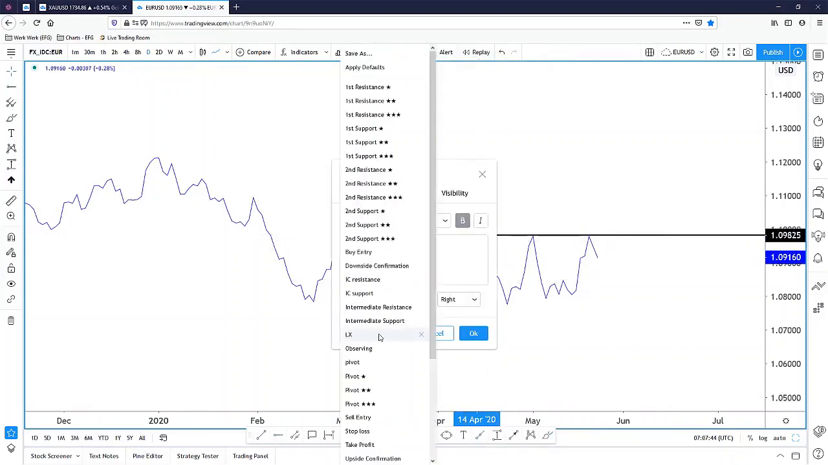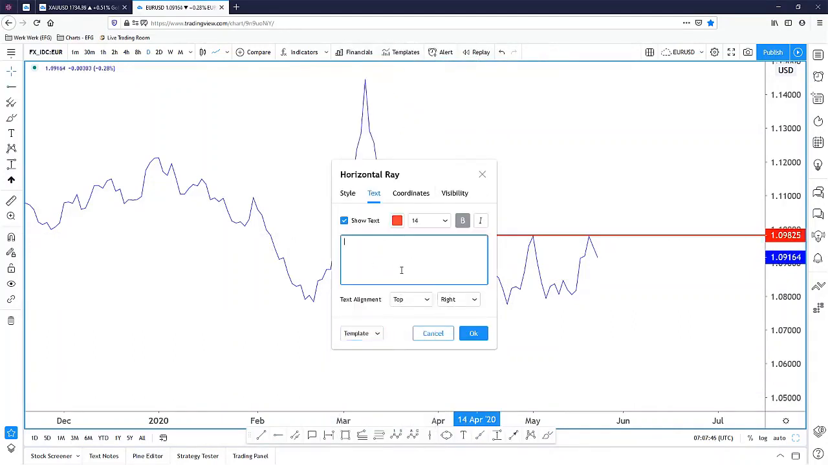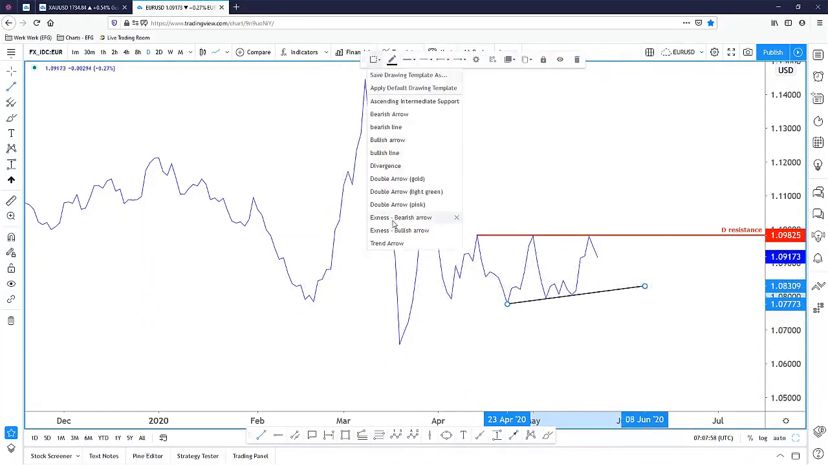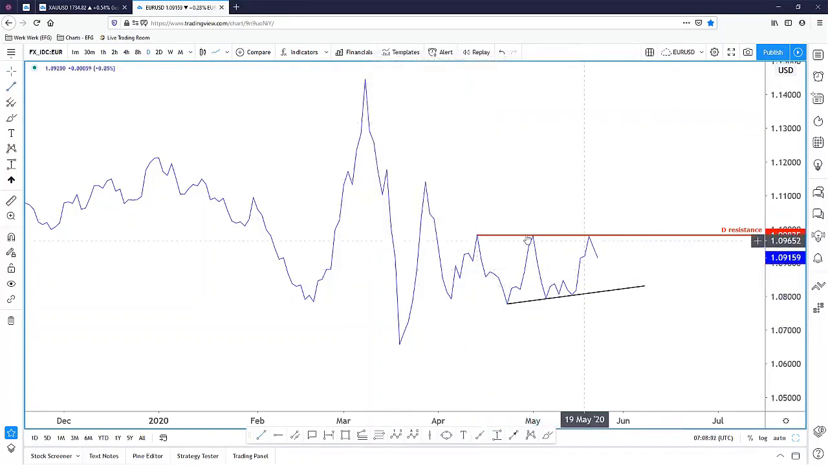Let me just change this to resistance. And then connecting these points here. Right, so connecting all these points, and this is really what we have: sort of an ascending triangle pattern where price made the same high 3 times and then tapped the low 3 times, making marginally higher lows.